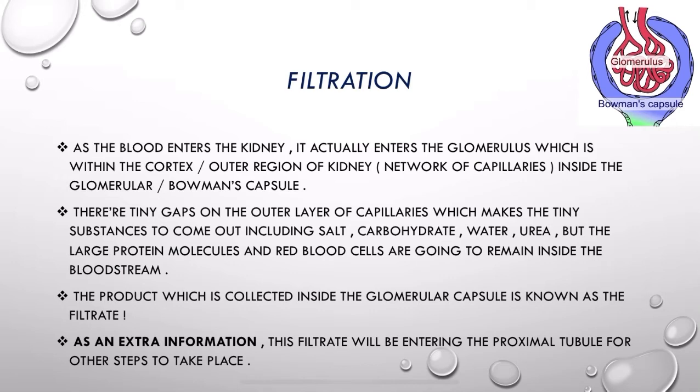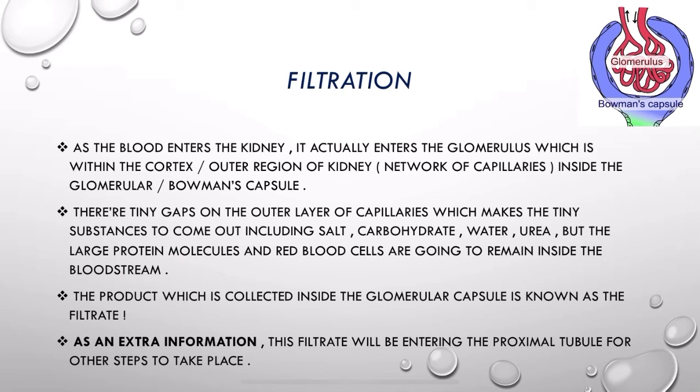The large protein molecules and red blood cells are going to remain inside the bloodstream. The product which is going to be collected inside the glomerular capsule is known as the filtrate. In chemistry, the thing which is collected in the process of filtration is also known as the filtrate. As extra information, the filtrate will be entering the proximal tubule for other steps to take place.